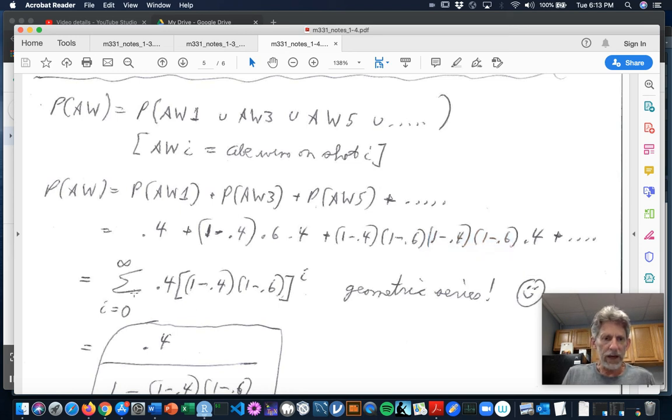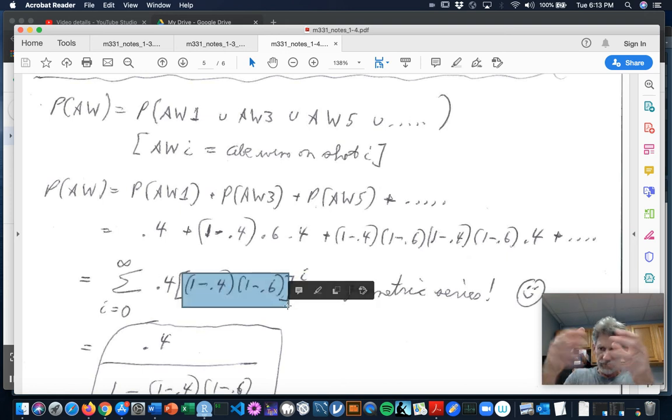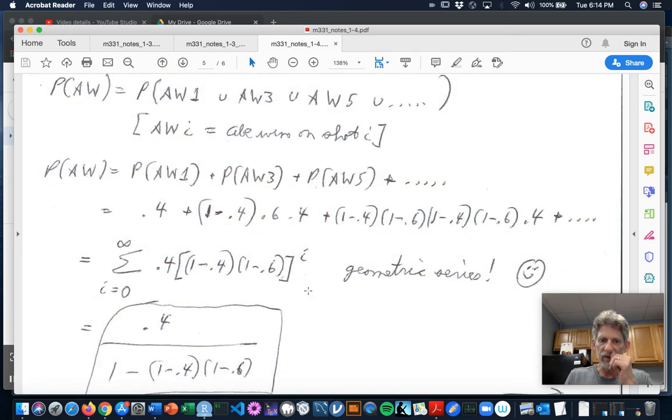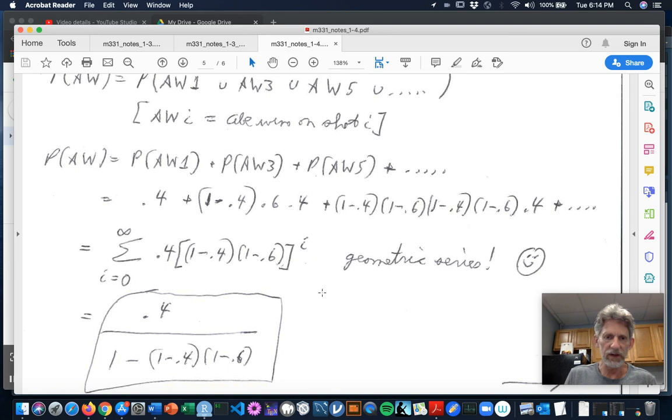And so if you think about it, you could write that as an infinite sum with the summation notation that you learn in Calc 2. Sum as i goes from 0 to infinity of 0.4 times that little factor, 1 minus 0.4 times 1 minus 0.6, to the ith power. So that's what we call a geometric series, a series where each new term is the same ratio times the previous term. That common ratio this time is 1 minus 0.4 times 1 minus 0.6.